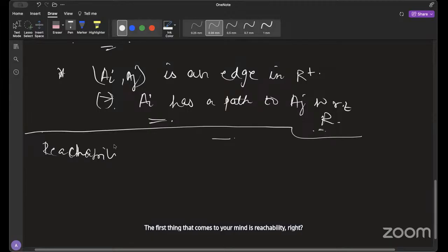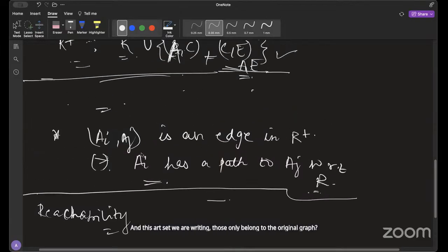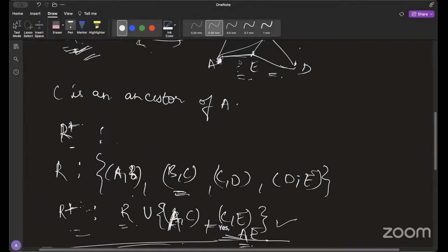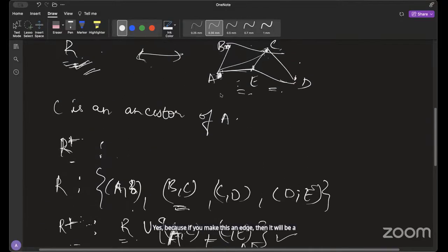right? To check the reachability of a vertex from another vertex. Then this set we are writing, those only belong to the original graph, and in R plus we are trying to make the transitive closure. Yes, because if you make this an edge, then it will be a transitive closure. What you're saying is that if this was a path, from A to C you have a path. You don't have a direct edge in R. But in R plus, you make it an edge there from A to C.